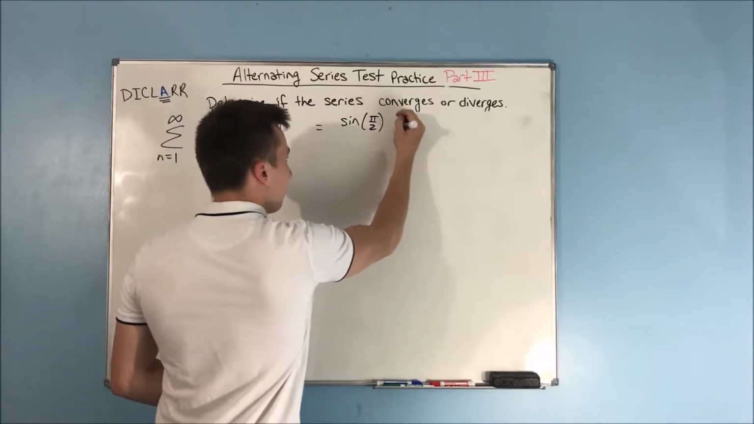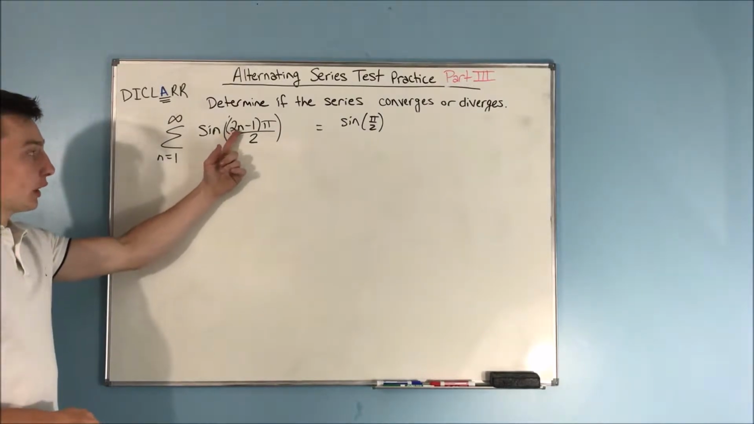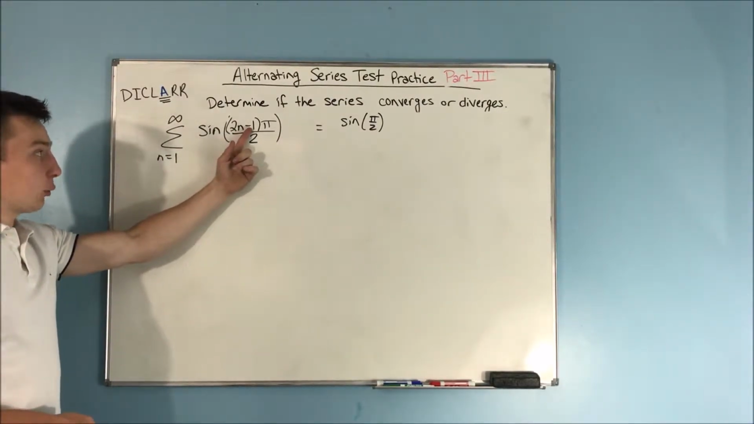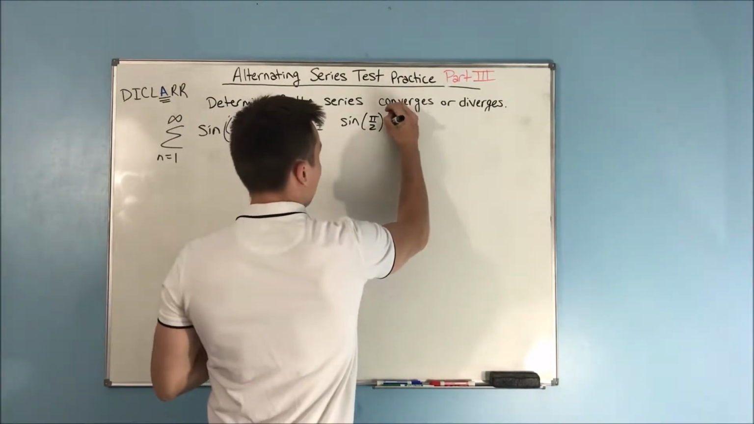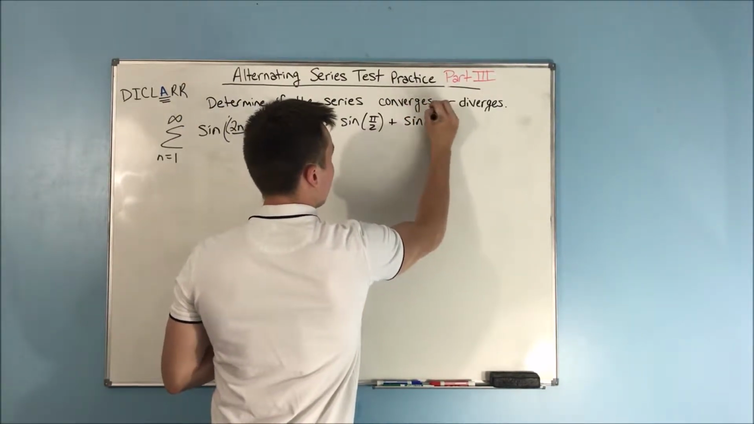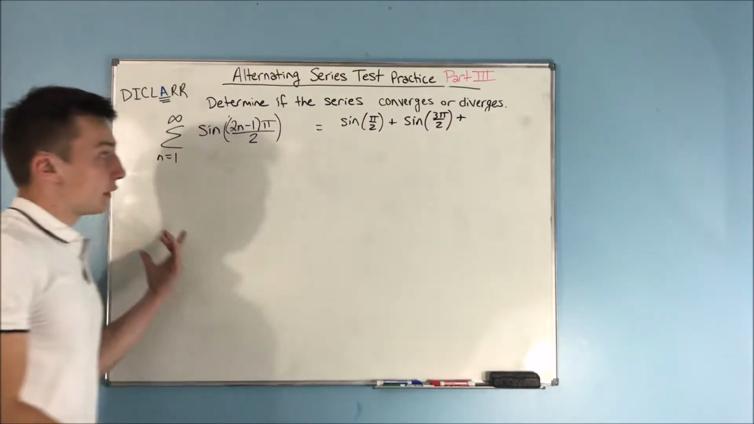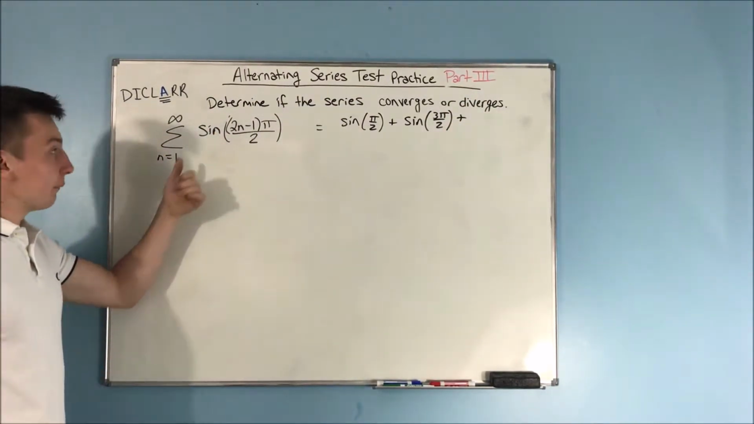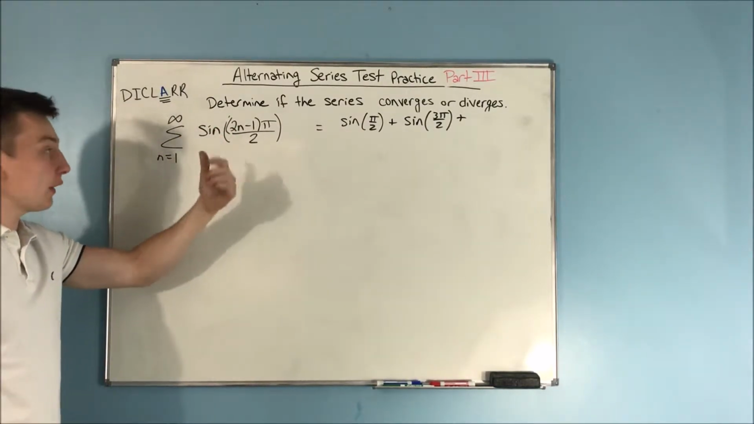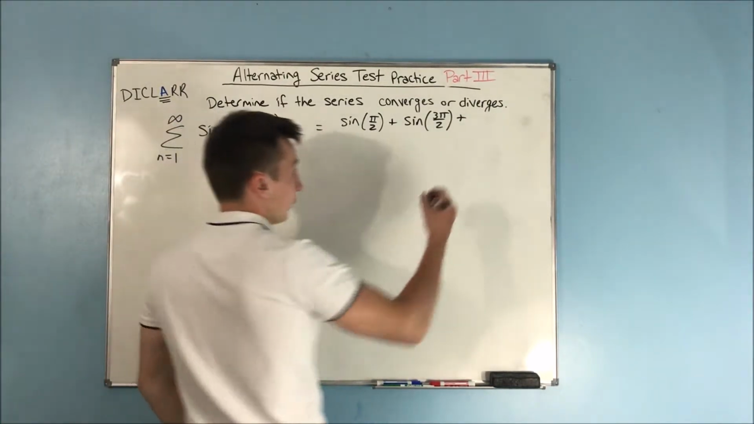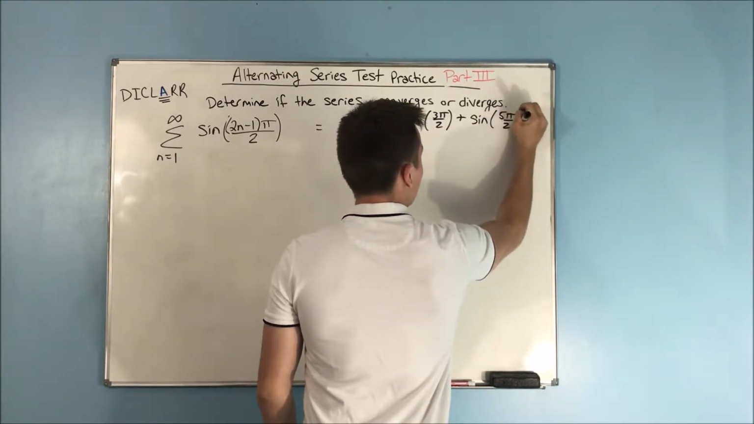What would be your next term? Well, you plug in 2, you get 2 times 2, that's 4, minus 1 is 3, 3 pi over 2. So you get plus sine of 3 pi over 2. Next, if you plug in n equals 3, you get sine of 2 times 3 is 6, minus 1 is 5, 5 pi over 2. And that's just going to keep going.